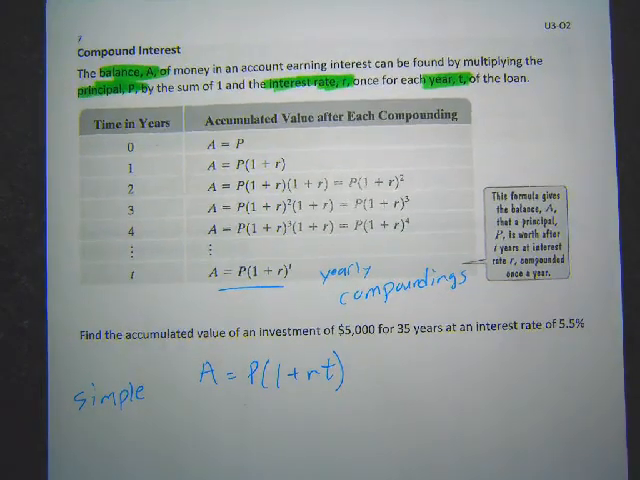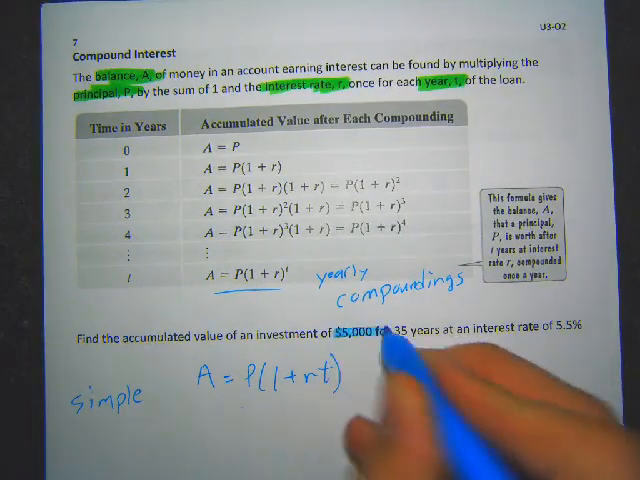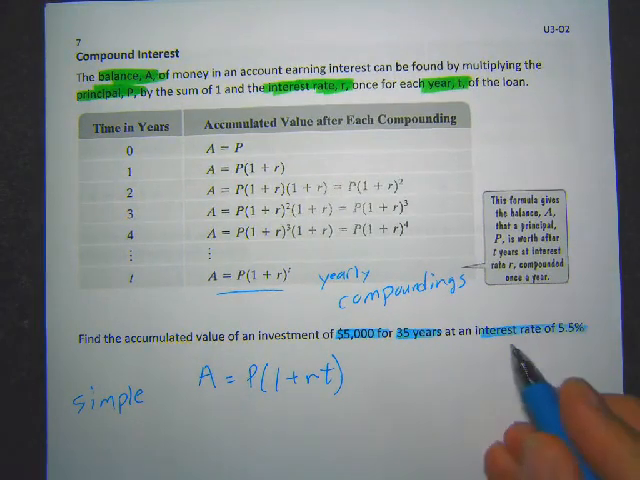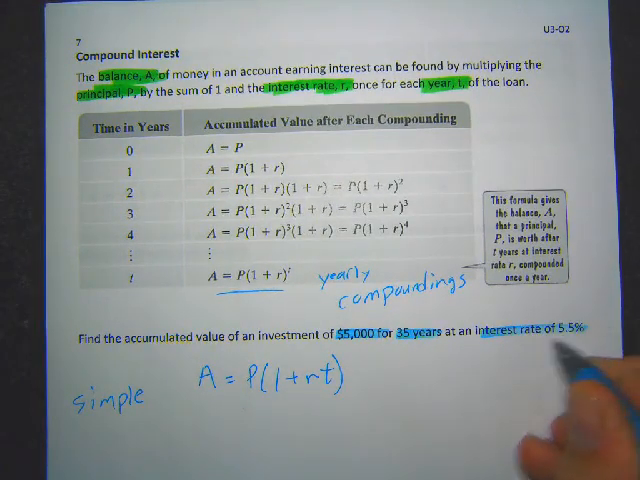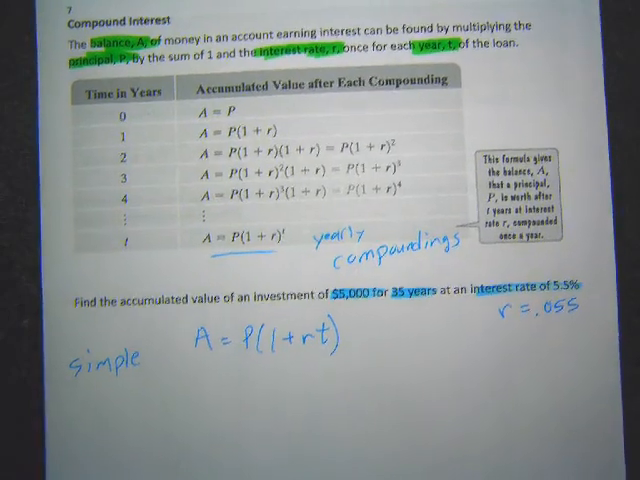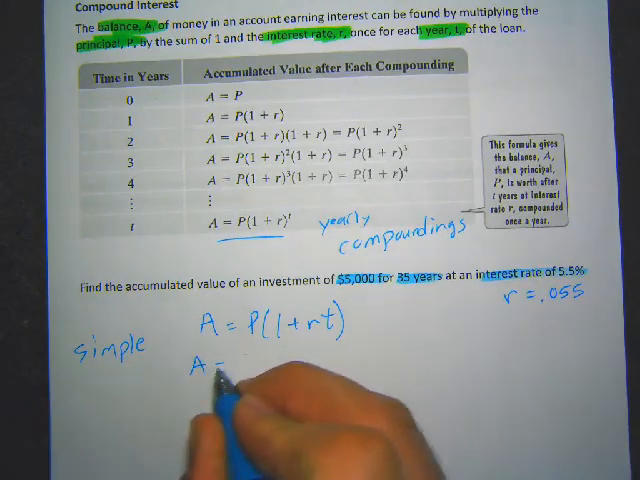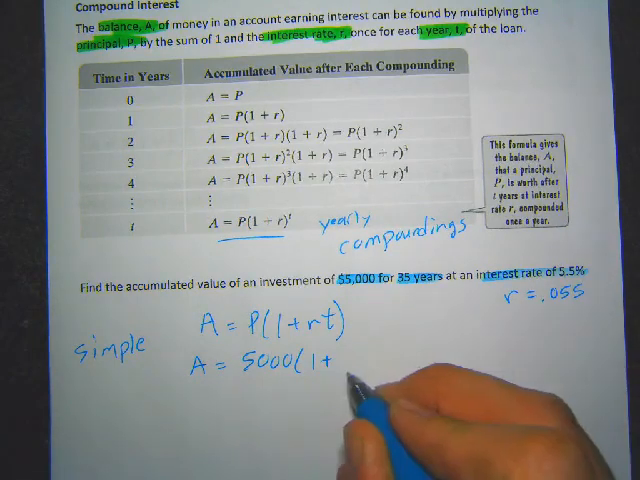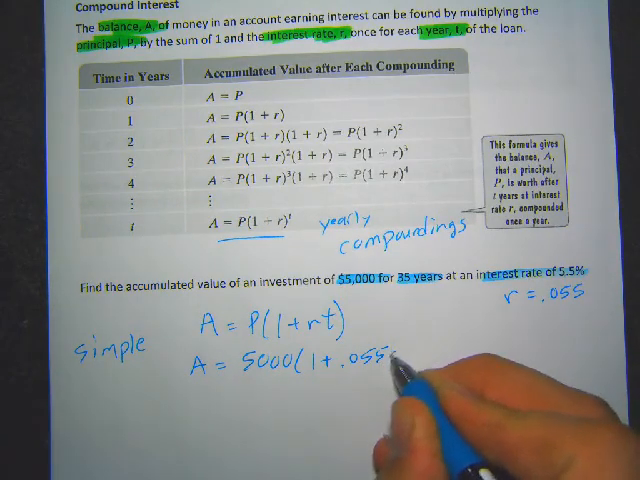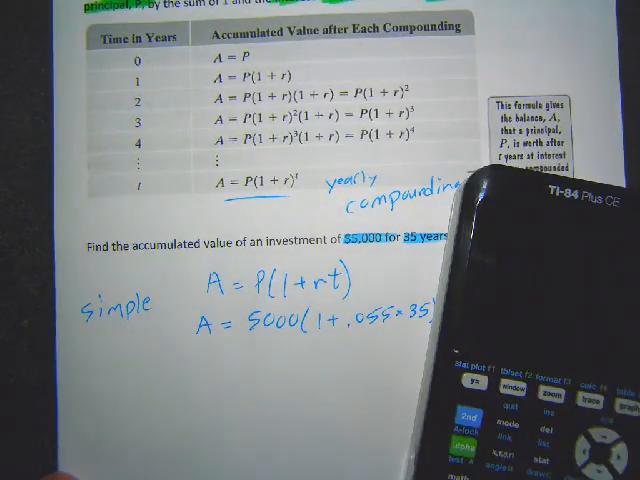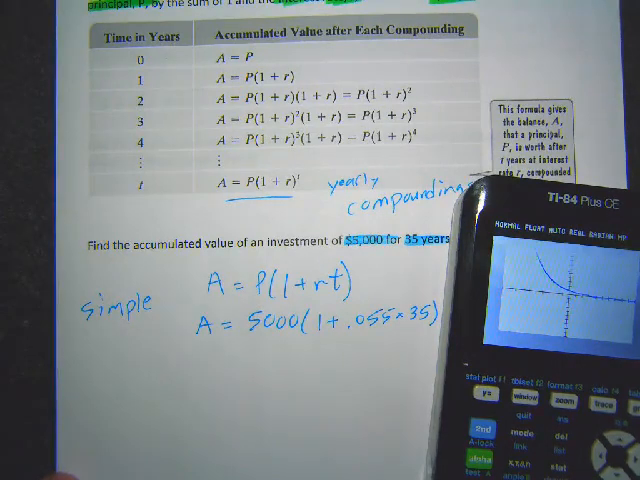So let's do simple interest for a situation where we invest $5,000 for 35 years at an interest rate of 5.5%. Don't forget that when you work with interest rates, you always want to turn it into a decimal. So my r is going to be 0.055, because you always move the decimal 2 spots. So let's put those in: 5,000 times (1 plus 0.055 times 35 years). And again, we don't really use this simple interest formula because most people don't charge simple interest anymore. Most people use compound interest.